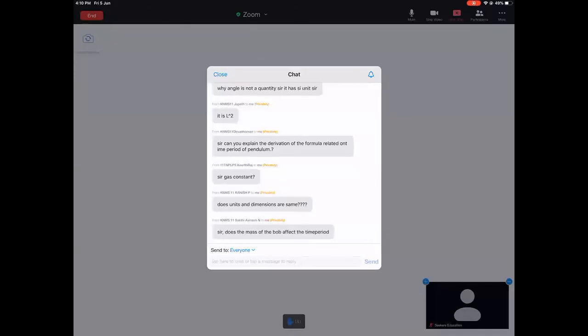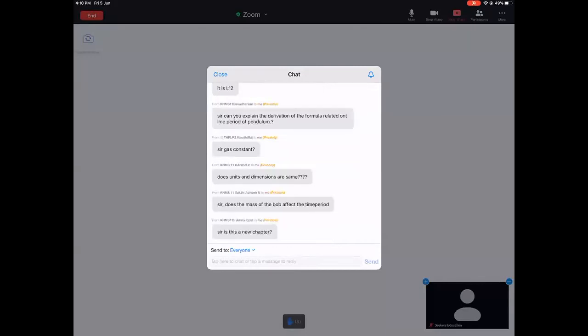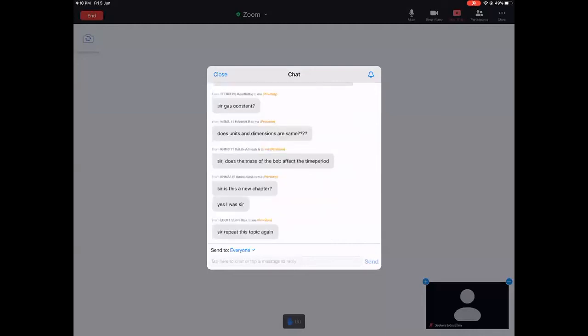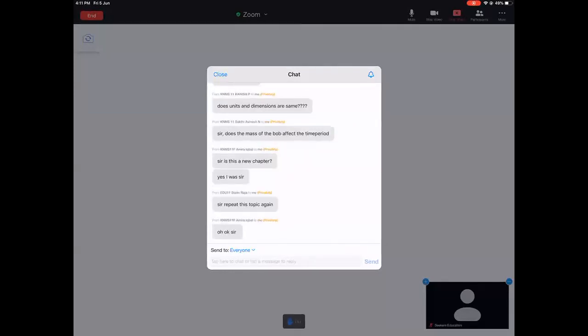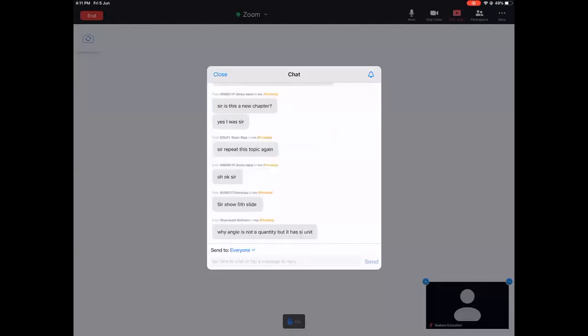Sir, does the mass of the bob affect the time period? No, it doesn't. Derivation of the formula related to time period, I'll explain again. Hey, you were not there for the last class, Amira. Last time itself, I started this new chapter on units and dimensions. This is the first chapter. Repeat this topic again, why? I am doing it. Please work on it. It is very easy to say repeat, repeat. I will not repeat like that. Tell me what difficulty you are having. I will solve them. Yeah, I will show the fifth slide.